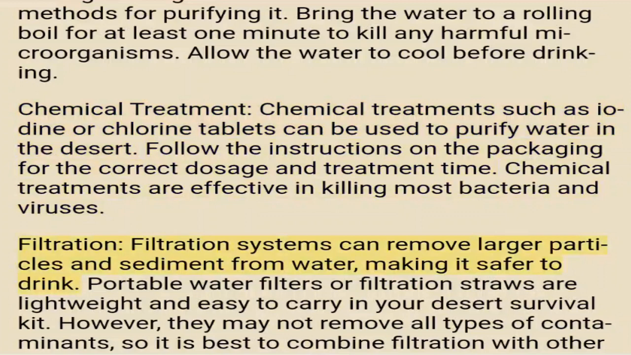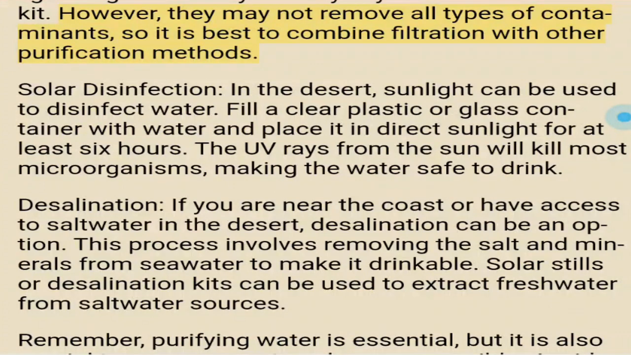Filtration. Filtration systems can remove larger particles and sediment from water, making it safer to drink. Portable water filters or filtration straws are lightweight and easy to carry in your desert survival kit. However, they may not remove all types of contaminants, so it is best to combine filtration with other purification methods. Solar disinfection. In the desert, sunlight can be used to disinfect water. Fill a clear plastic or glass container with water and place it in direct sunlight for at least 6 hours. The UV rays from the sun will kill most microorganisms, making the water safe to drink.